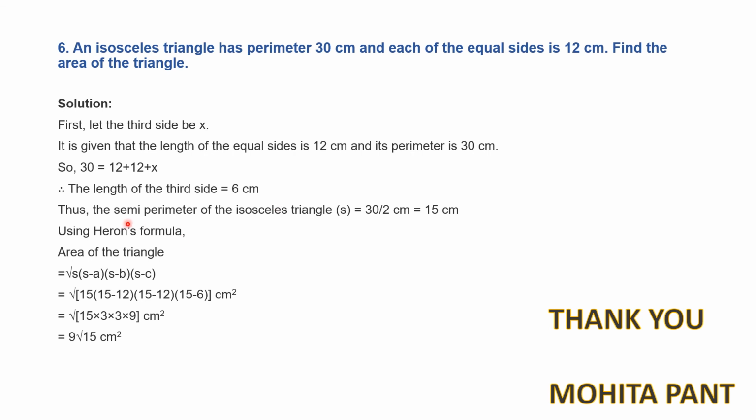Now we have to find the semi-perimeter. Semi-perimeter is perimeter upon 2, so it is 15. Again, using Heron's formula, S minus A, S minus B and S minus C. So 15, 15 minus 12, 15 minus 12 and 15 minus 6. So what is our result? 15 into 3 into 3 into 9. So our result is 9 root 15.